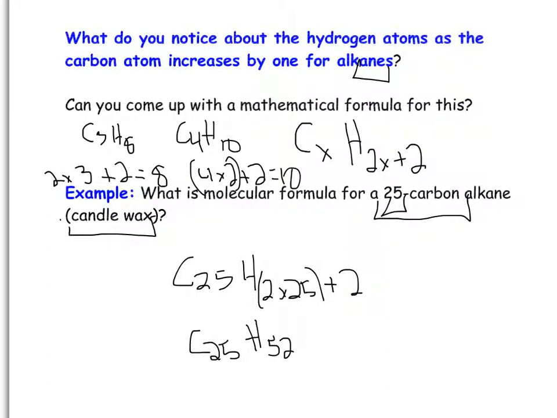And yes, there are carbon chains that are this long. They don't really have a name. They don't have prefixes for every single number. So this is a much easier way to come up with a formula for this rather than drawing out a 25 carbon chain.